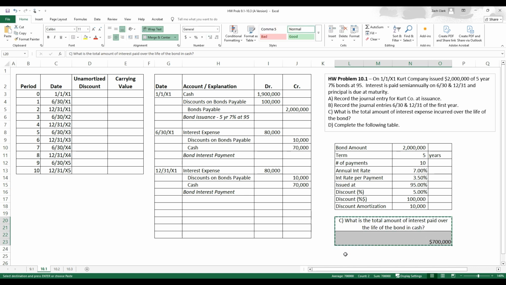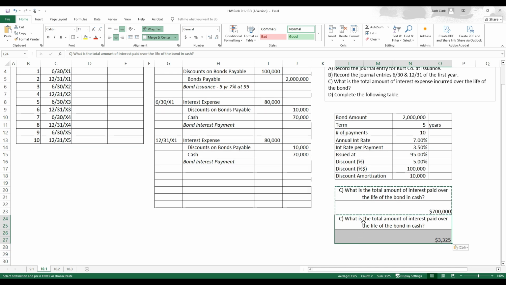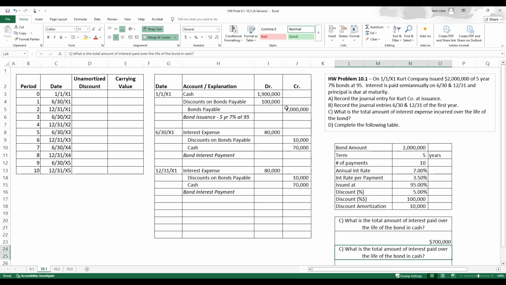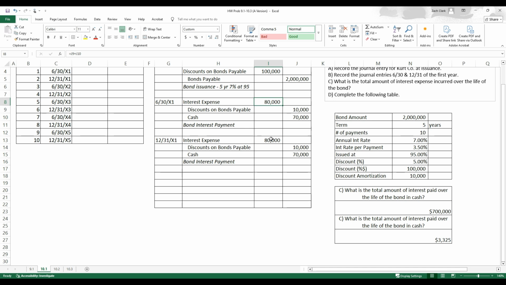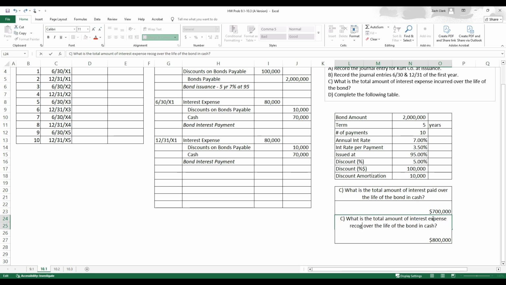And then let's also include, if we're going to say what is the total amount of interest expense over the life of the bond, including the discount on the bond payable, because the discount on the bond payable increases the amount every time by $10,000 basically, you could take this plus that discount amount. So the total will be $800,000 of interest expense recognized over the life of the bond. And we'll say including discount amortization.